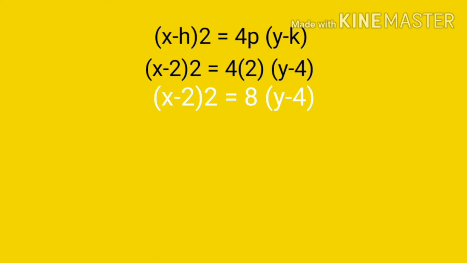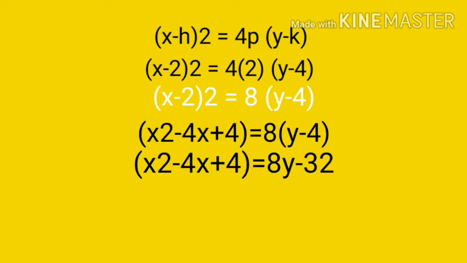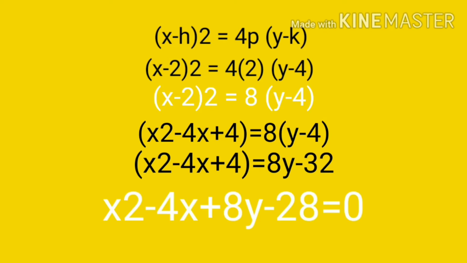We can now solve for the general equation of the parabola. Consider the standard equation and expand the binomial. We now have x squared minus 4x plus 4 is equal to 8 times (y minus 4). Distribute the constant term to the binomial. Move all terms to the left-hand side and combine like terms. So now we have x squared minus 4x plus 8y minus 28 is equal to 0, which is the general equation.